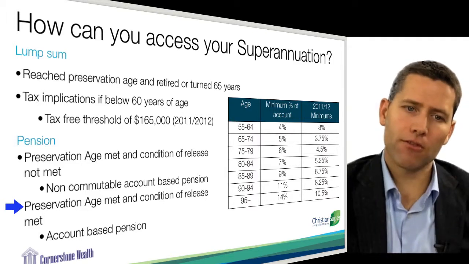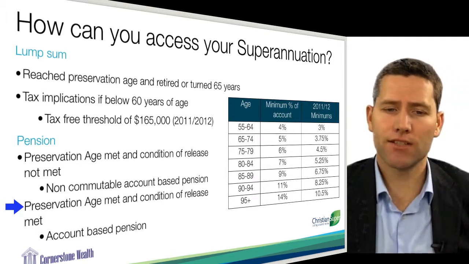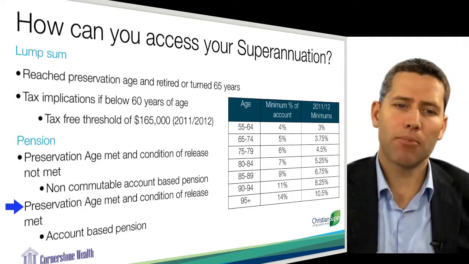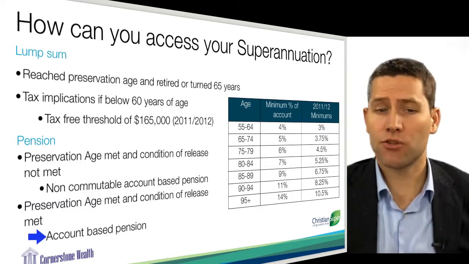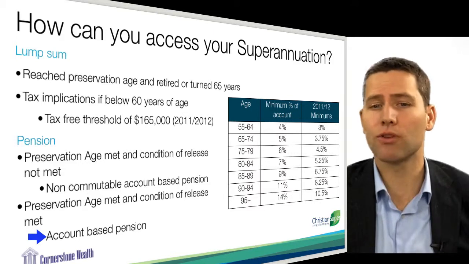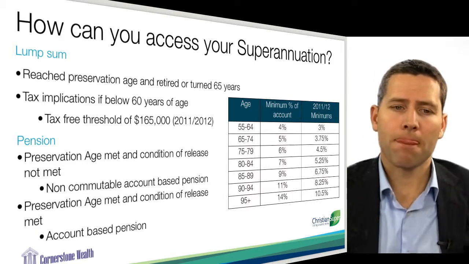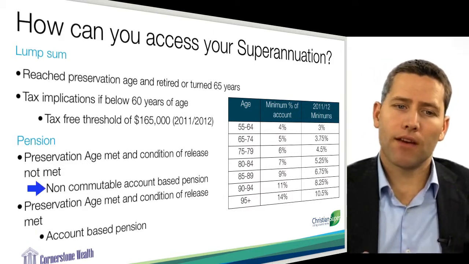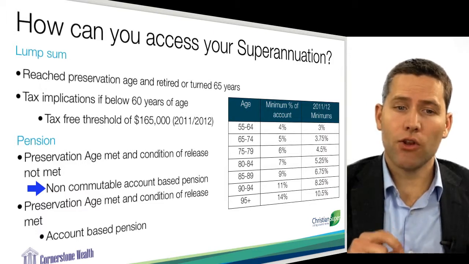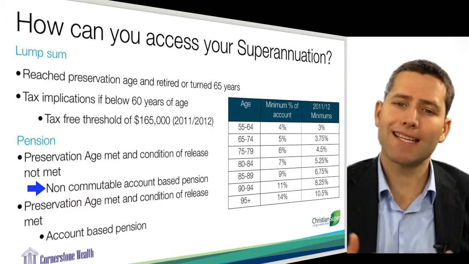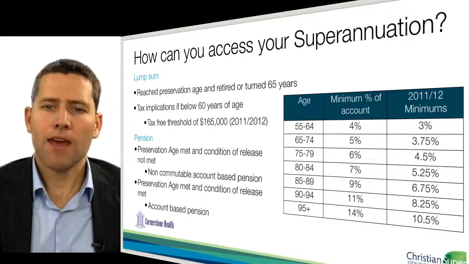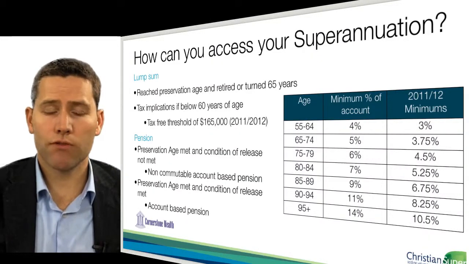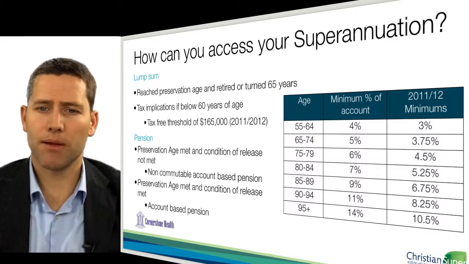If you have met your preservation age and a condition of release, then you can take a pension in the form of an account-based pension. Now, the difference between those two is just that an account-based pension you can draw lump sums from. The other requirement of a non-commutable account-based pension is that the maximum amount you can draw from it is 10% per annum. Now, there are minimum amounts that you must withdraw if you moved your superannuation money to pension phase.